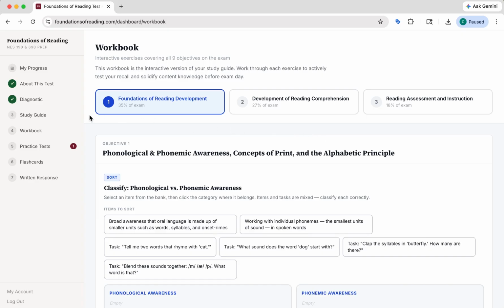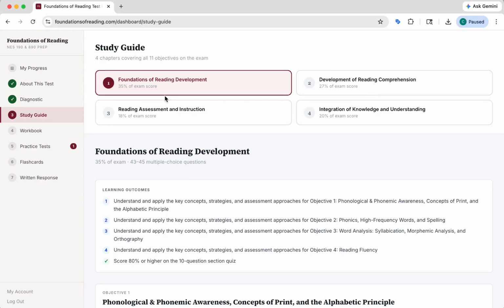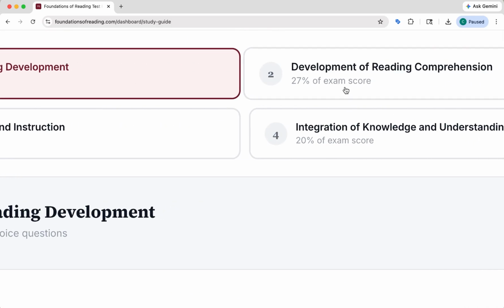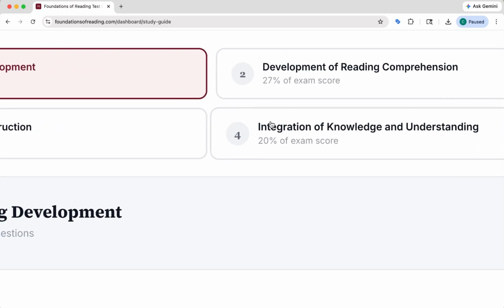Now, I just want to first and foremost showcase, if you take a look, I'd like to draw your attention to the left navigation bar here. If we click on Study Guide, our Foundations of Reading online study guide includes a total of 4 different chapters, and that's because there are 4 sections of your exam. So in section number 1, this is worth 35%. We've talked about this. It's called Foundations of Reading Development. Section 2, 3, and 4.